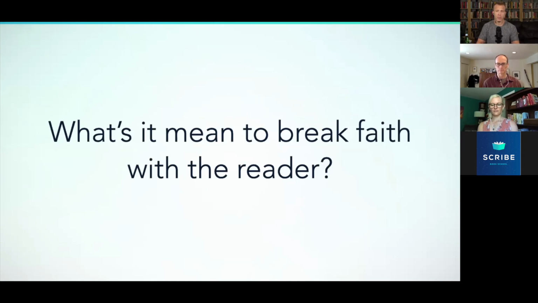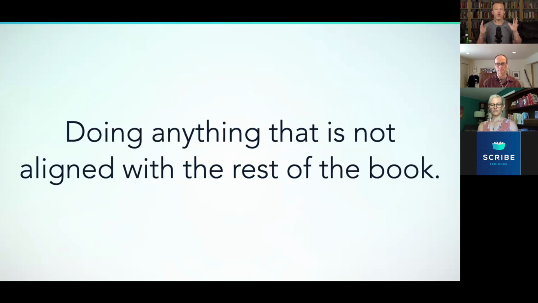So what does it mean to break faith with the reader? We get this all the time. You're doing anything that's not aligned with the rest of the book. So for example, we'll take this book. This is a 500-page book, Scribe Method, right? This is literally everything you need to know to write a nonfiction book. It'd be tough to put more info in here. I mean, I'm sure there's something we could put in, but this is comprehensive. And you open it to any page, there's no fat on this. This is straight to the bone. Every page is actionable information, actionable info after actionable info, the whole thing.